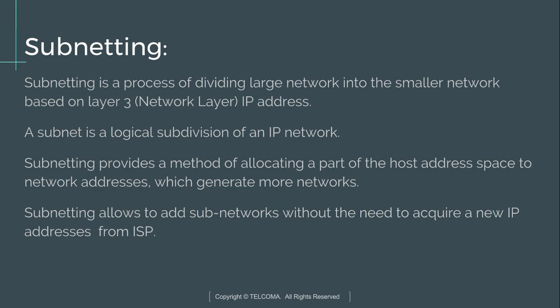Subnetting of an IP address is done by allocating host bits to the network bits, due to which more networks are generated, and subnetworks allow us to add networks without the need to acquire a new IP address from the ISPs. By doing subnetting, we can assign any number of IP addresses to the devices in a particular network.